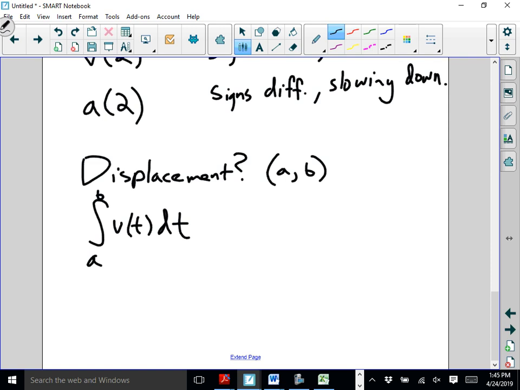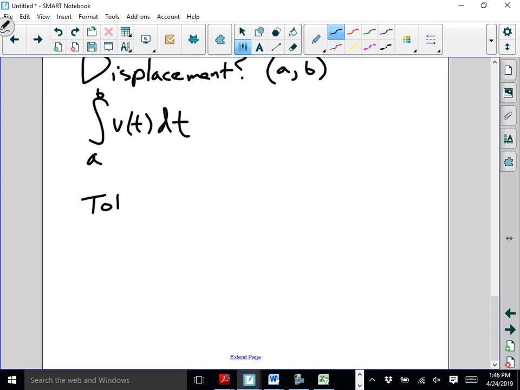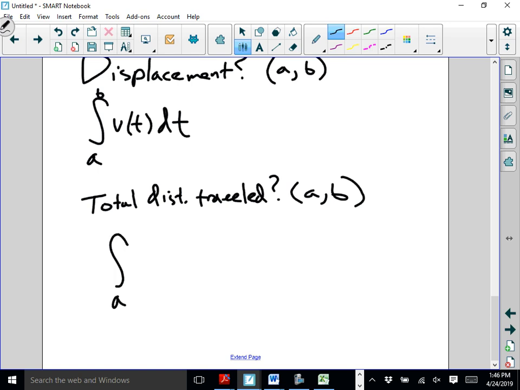To calculate total distance traveled again on AB, that will be the integral from A to B of the absolute value of v of t dt. Okay? That's how we do total distance traveled.